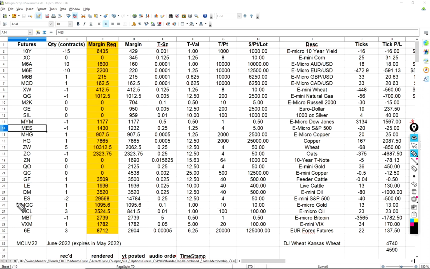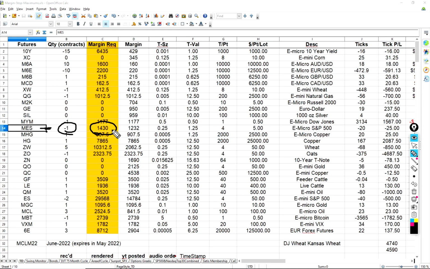Okay, so let's look at this. The micro E-mini S&P 500. I haven't looked at the margin requirements on my broker lately, but last time I looked at it was $1,430. So that's the margin that's going to be leveraged against your account. You have to have at least this much to trade this one contract. Right now I have it set up as a short, but it could be a positive one.